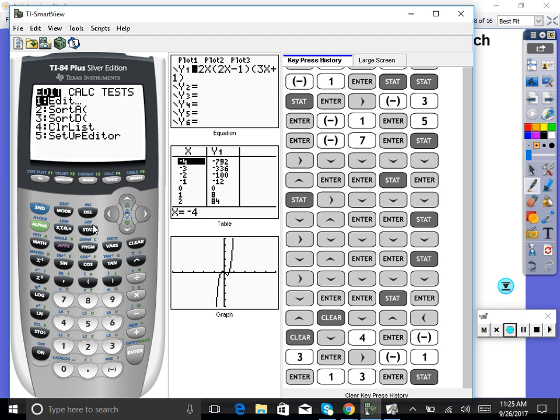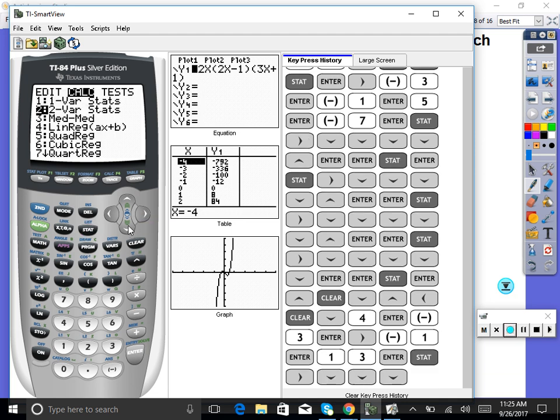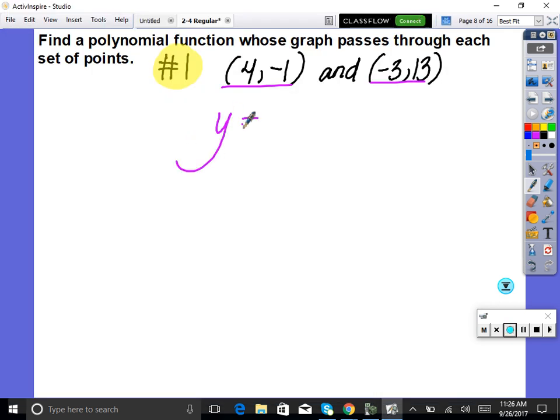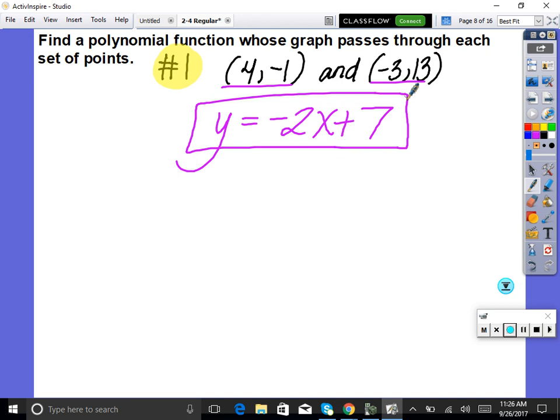So now stat, calculate. Let's try a line. Enter through. R squared is 1, so isn't a line a perfect fit for those 2 points? So we would say the equation that created those points is y is equal to negative 2x plus 7. Before you learned how to do this, you should have been able to do that by hand. Isn't this way easier? On your ACT, you'd want to use this method, because then you know you got it right, because your calculator did it for you.